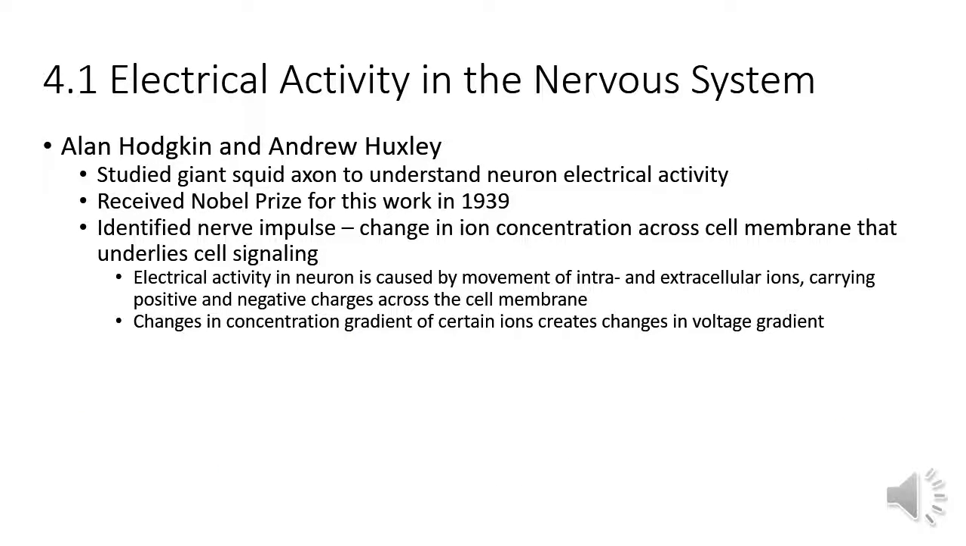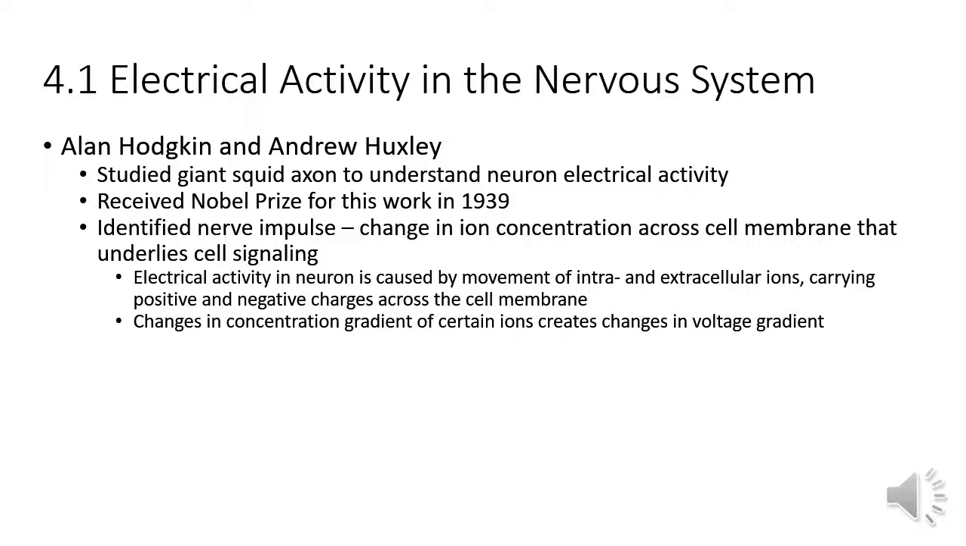Okay, and then Hodgkin and Huxley were very famous scientists who studied the axons of giant squid. Giant squids have these very large axons that make it easier to study them because they're so large. And they used these giant squid axons to understand electrical activity within the neuron. They received a Nobel Prize for this in 1939.